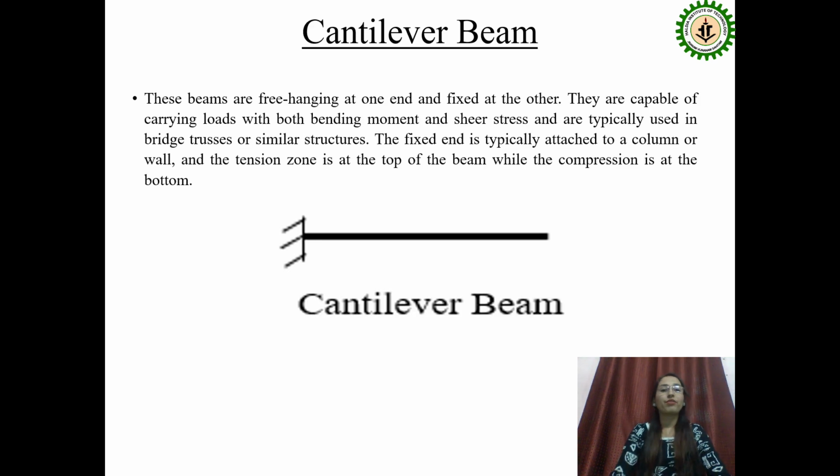Okay. These beams are free hanging at one end and fixed at the other. They are capable of carrying load with both bending moment and shear stress and are typically used in bridge trusses or similar structures. One example we can see easily is the veranda of a house. In the community you can see some houses have a veranda extended from the wall, which doesn't have any support underneath but is hanging from the wall. Those verandas have the beam in the bottom. That type of beam is known as a cantilever beam. That is only supported at one end and hanging from that. It will be hanging from the support like this.